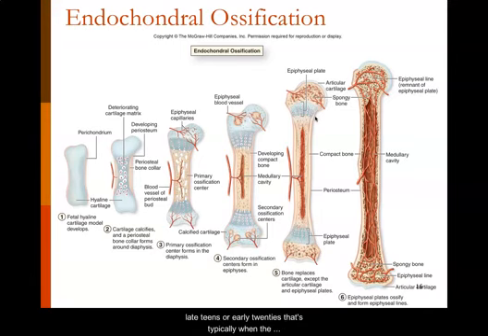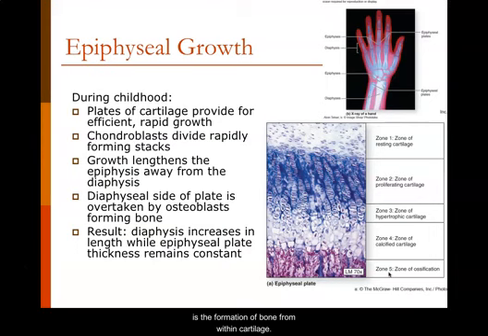So late teens, early 20s, that's typically when the epiphyseal plate fully ossifies and we have this epiphyseal line as mature adults. Again, in both epiphyseal ends, proximal epiphysis and distal epiphysis. So this collectively is known as endochondral ossification. It is the formation of bone from within cartilage.